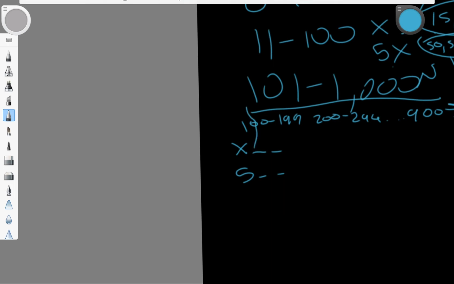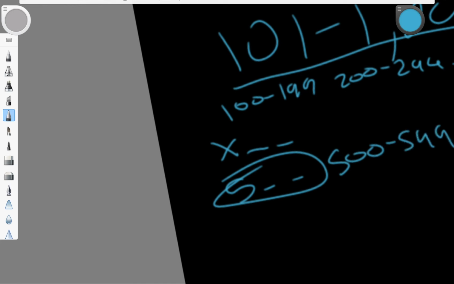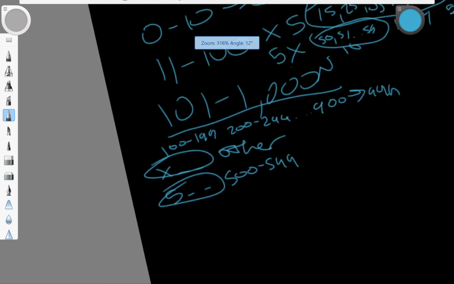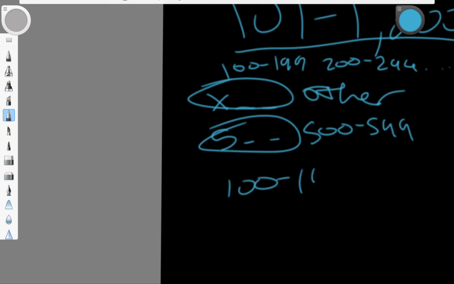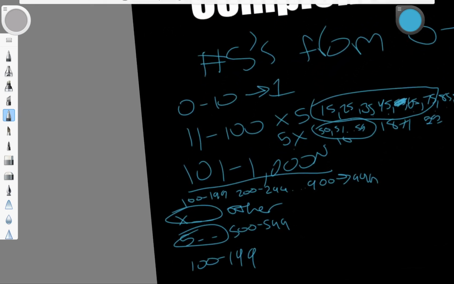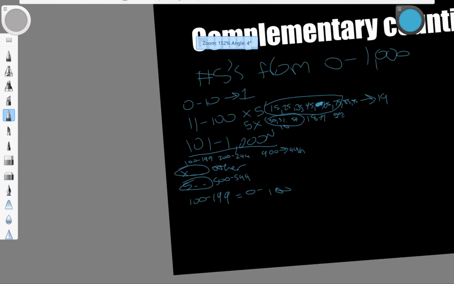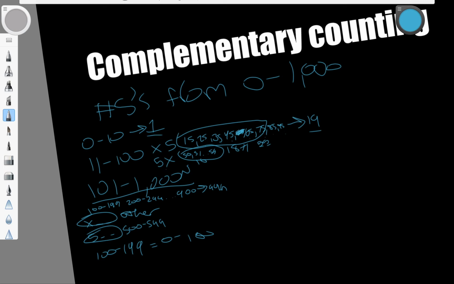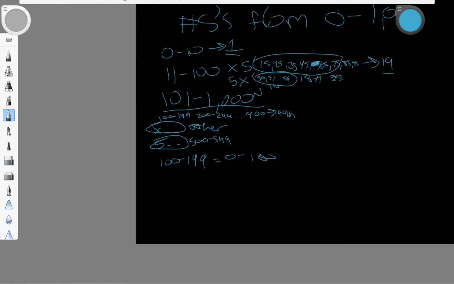Oopsie poopsie. This one is the 500 to 599 case. You want the number of 5s there. And then this one is any other, right? So let's think, how can we find the number of 5s from 100 to 199? Well, isn't it the same thing as from 0 to 100, and we already found that. We found 0 to 100 is what? 19 plus 1 equals 20. And that's going to be the same for 200 to 299, except for 500 to 599, right?